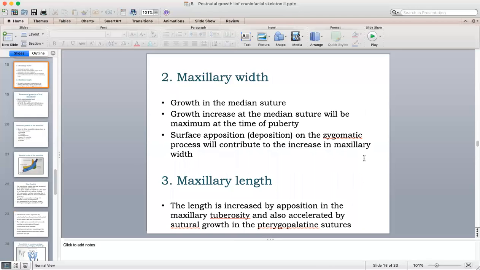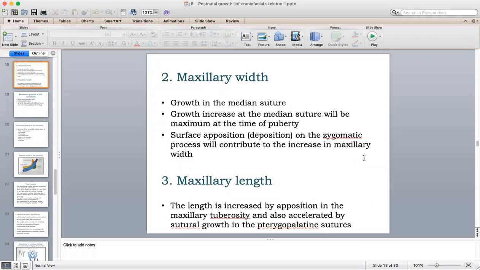Now width, or the transverse direction. Growth occurs in the median suture. The two halves of the palatal shelves join at the mid-palatine suture. In this suture, whenever there is growth, there is separation. It pushes the two halves of the palatine bones in the transverse direction and the central mesenchyme, or connective tissue, is converted to bone. That is how the growth of the maxilla occurs in the transverse direction, or in width. This usually occurs till the eruption of the permanent canines. Also, there is deposition in the zygomatic area which enhances the transverse growth.